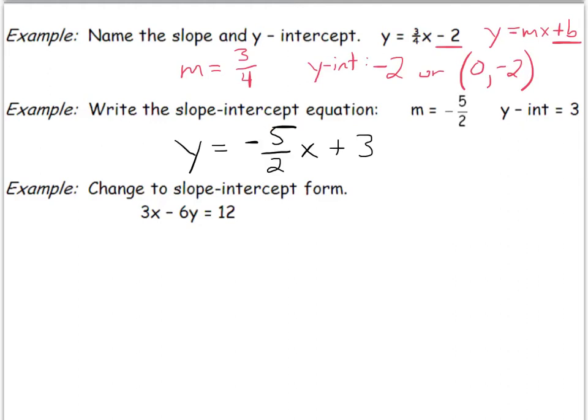Alright, so hopefully you ended up getting something that was y equals -5/2 x plus 3, because the slope was -5/2 and the y-intercept was 3. Nice and easy.